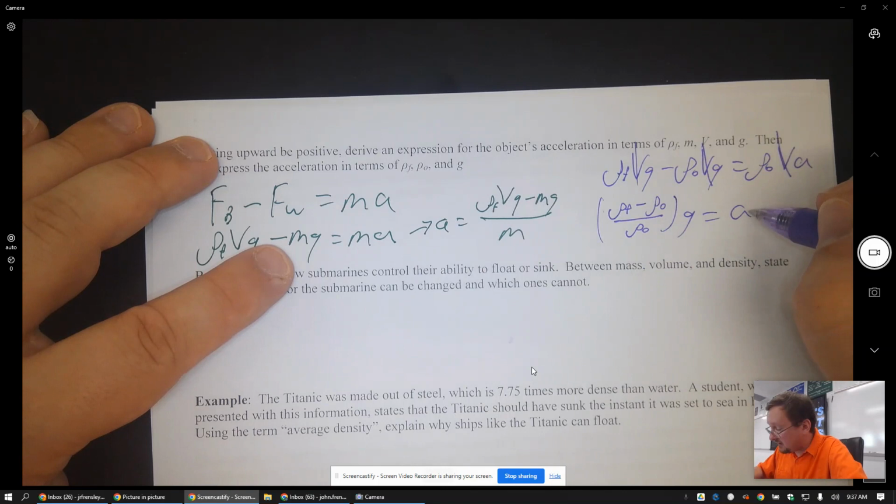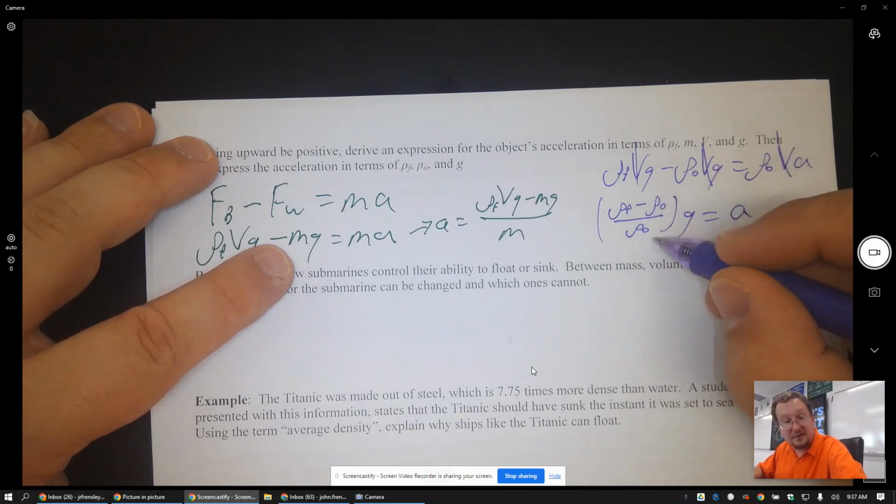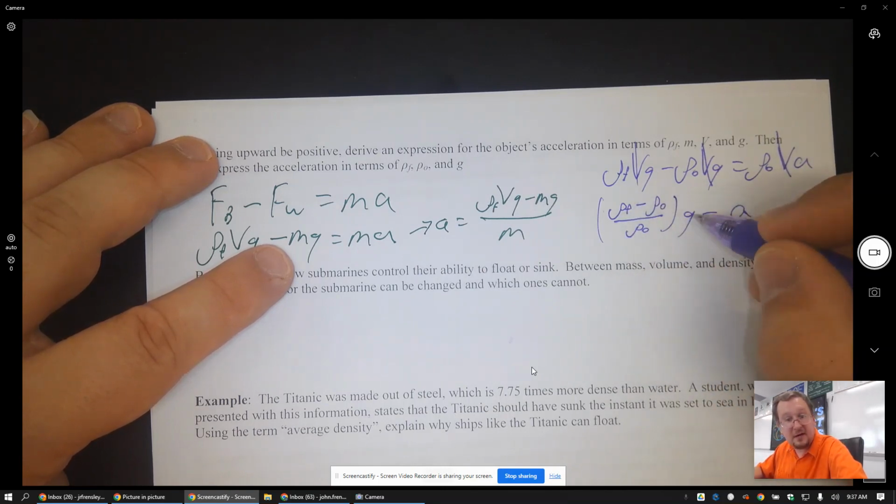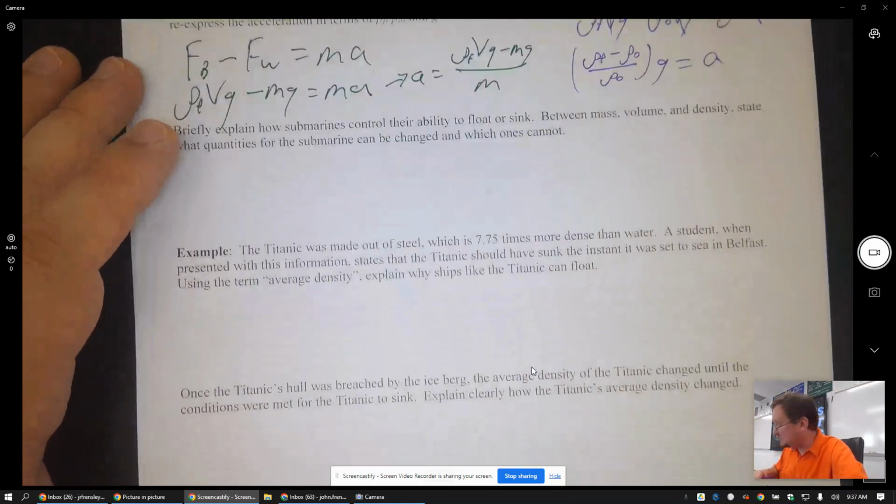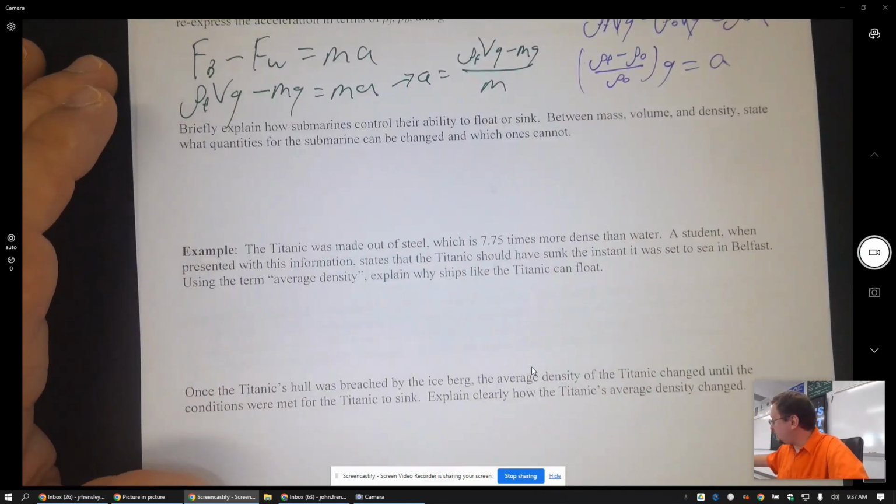So the acceleration of an object in water only depends on the density of the water and the object, not on how much volume there is. Isn't that an interesting outcome right there?